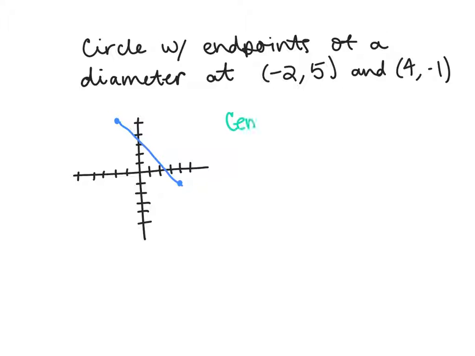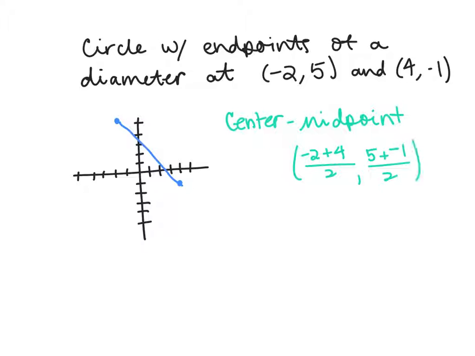So to find the center, I'm going to just find the midpoint of those 2 points, which, remember, for midpoint we just average them out. So we add the x's together, so -2 plus 4, divide by 2, add the y's together, divide by 2. So for our x, we get -2 plus 4 is 2, divided by 2 is 1. For the y's, we get 1, 2. So we plot that point, not perfectly on my line, but we know that is the center of our circle.